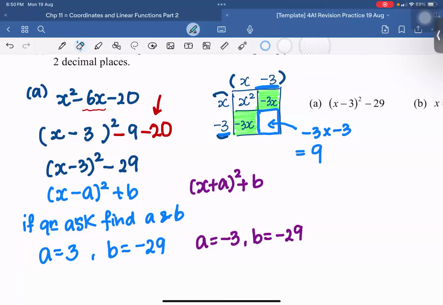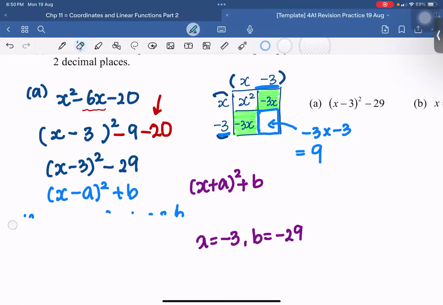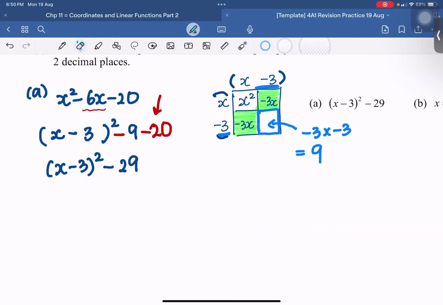Okay, since you attend my remedial, I teach you a little bit more things. If those who bother to watch the video, then they will get to learn. Okay, so we have this. So that's the first part of the answer.